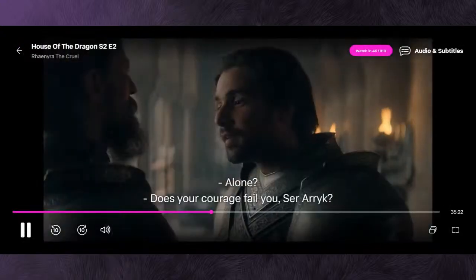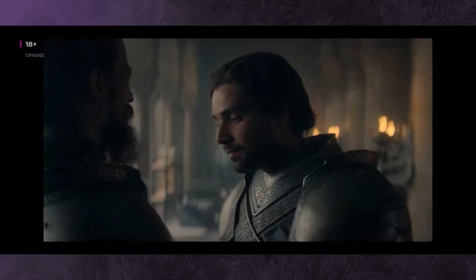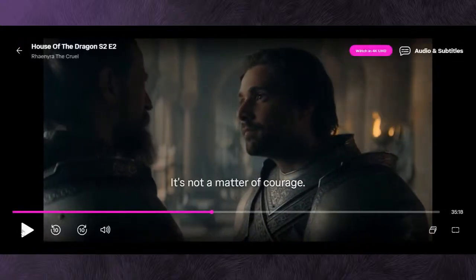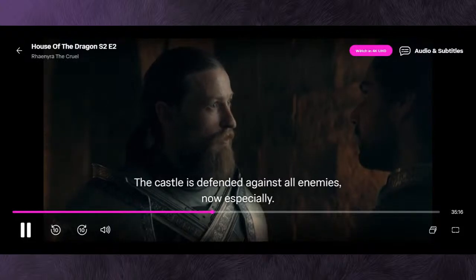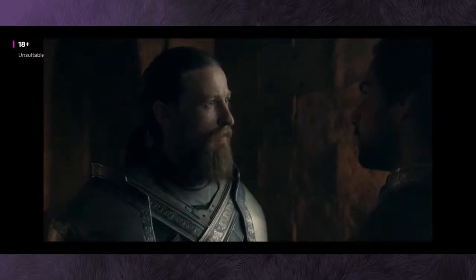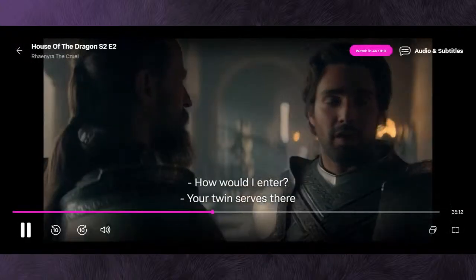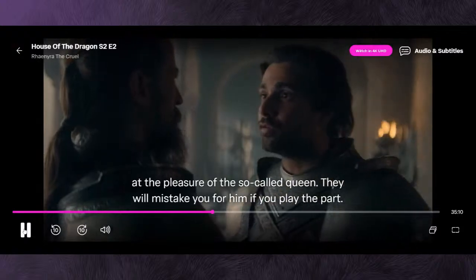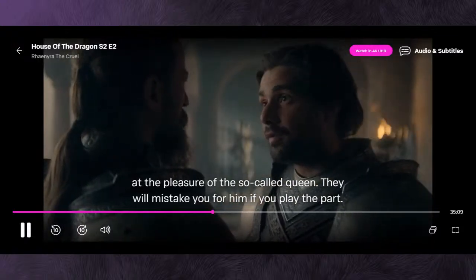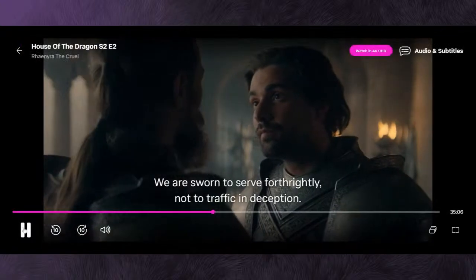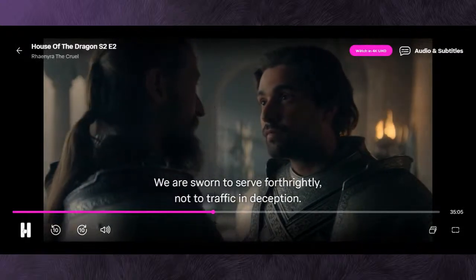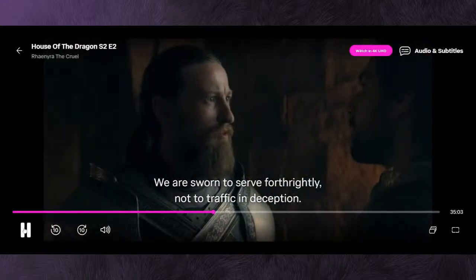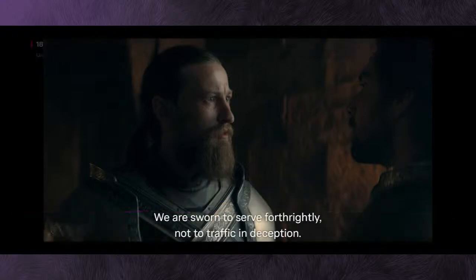Alone? Does your courage fail you, Sir Eric? It's not a matter of courage. Still looking at him. Good, good. The castle is defended against all enemies, now especially. How would I enter? Your twin serves there at the pleasure of the so-called queen. They will mistake you for him if you play the part. It's coming. Oh, he's getting stuck. He's getting so stuck. Forthrightly. Not to traffic in deception. It's just the people that have read the book. In the book, is he described as just never blinking?